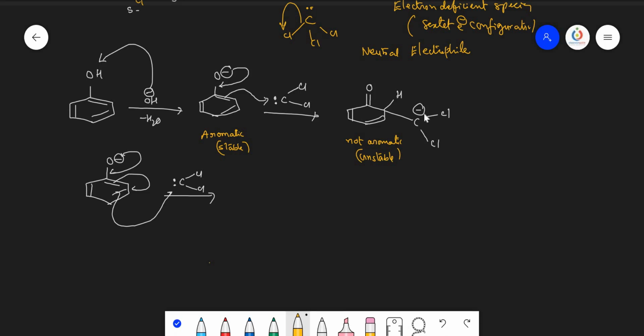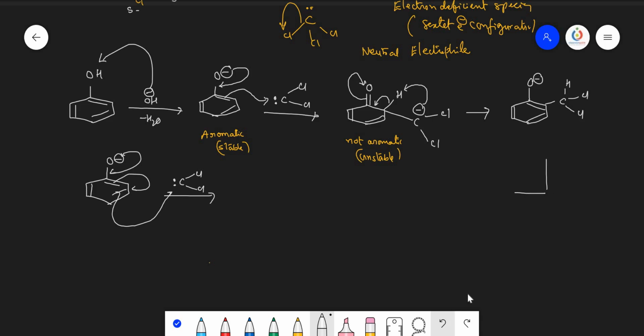So for that purpose, it has to lose this H plus ion. So for that purpose, what it will do is, this negative charge will attack over this hydrogen, and these sigma electrons will shift over between these two carbons, and these pi electrons will shift over to the oxygen. Negative charge with CHCl2.